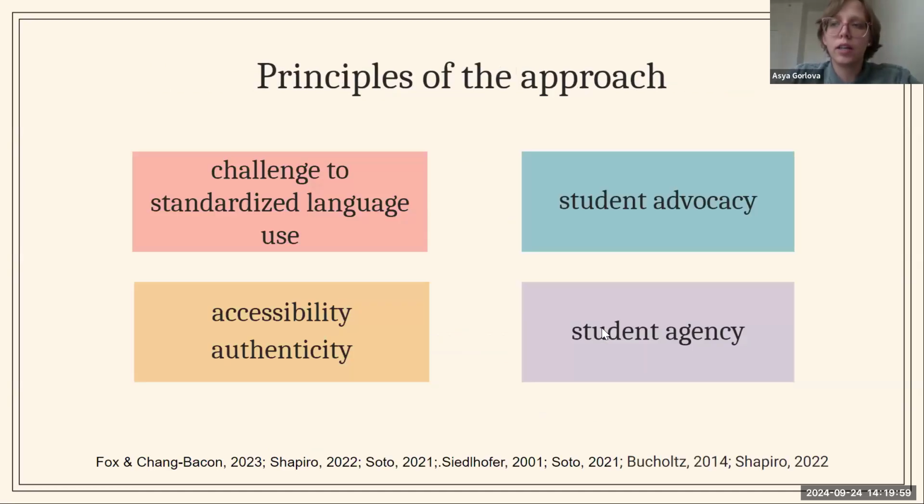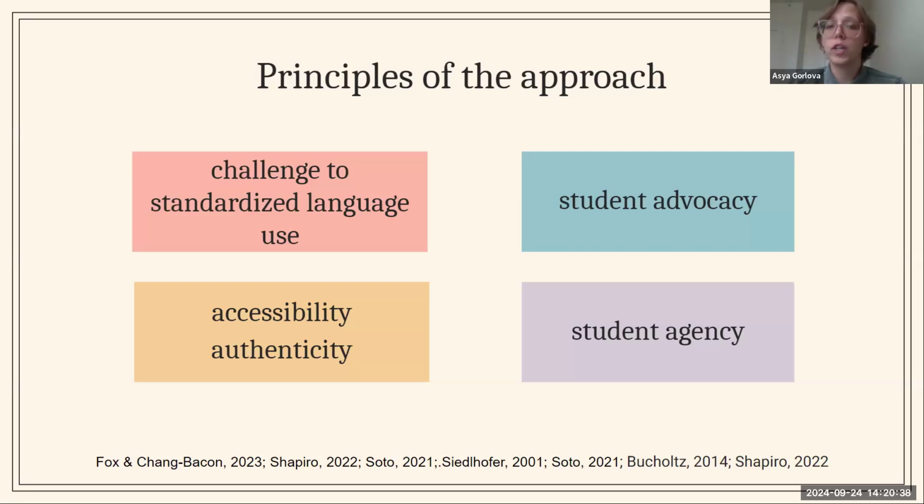We mainly draw on 4 main principles that a lot of those pedagogies have, as they are the most relevant for the use of learner corpora and learner texts. We talk about challenge to standardized language use or native speaker norm, accessibility and authenticity, student advocacy, and student agency. So the central factor for us for the asset-oriented approach to learner text is a challenge to native speaker norm or a challenge to standardized language use.